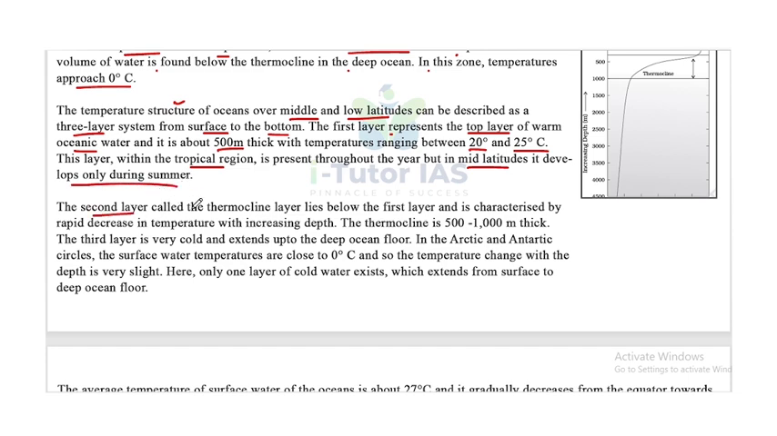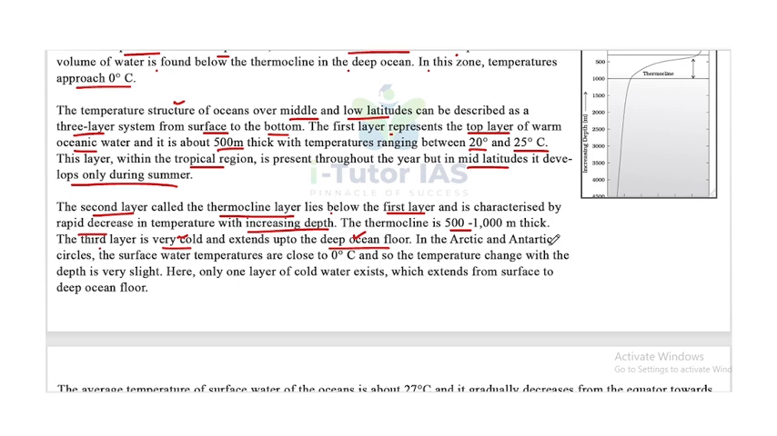Now the second layer, called the thermocline layer, lies below the first layer and is characterized by a rapid decrease in temperature with increasing depth. Okay, so in this layer what happens? The temperature is rapidly decreasing with increasing depth. The thermocline is 500 to 1000 meters thick. The third layer is very cold and extends up to the deep ocean floor.